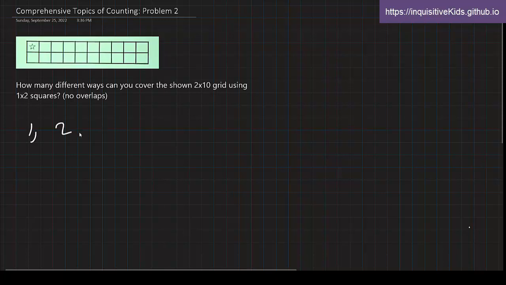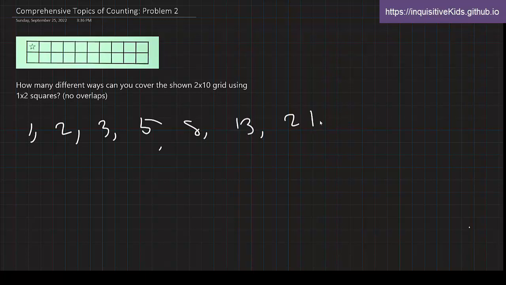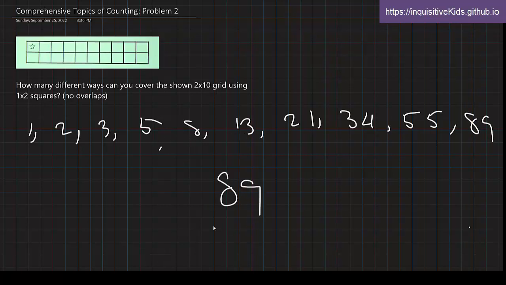We have 1, 2, 3, 5, 8, 13, 21, 34, 55, 89. So that's 1, 2, 3, 4, 5, 6, 7, 8, 9, 10. So 89 would be our final answer. We have 89 different ways to cover the shown 2 by 10 grid using 1 by 2 squares.